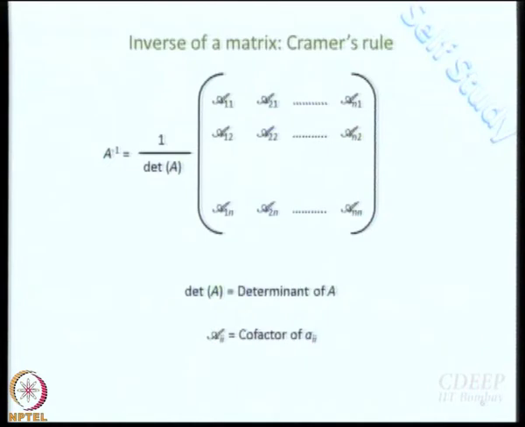What is a cofactor? When I say stylish A11, what do I mean? Take out A, take out the first row and the first column, whatever is there, and make a determinant of it. That is the cofactor. And what about the sign? So det A is the determinant of A, and these stylish A's are the cofactors of the matrix elements. Now, where do you use an inverse?